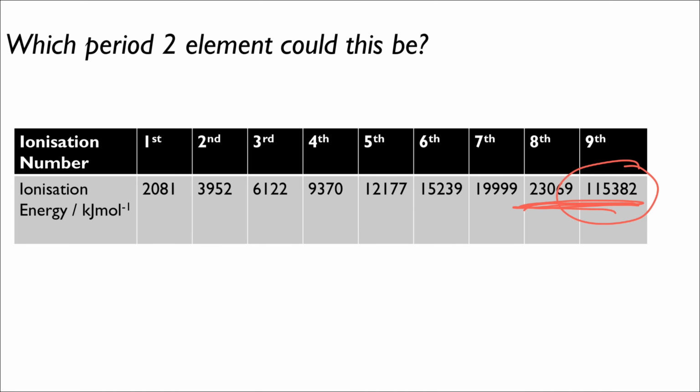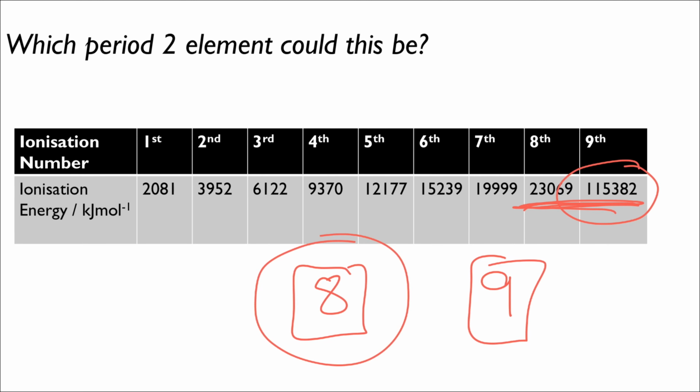So the huge jump here is between the 8th and the 9th electron. So we're removing 8 electrons with what you would expect to be the general increase, and then the 9th is much bigger. What is in group 8? Well, they're the noble gases, or group 0. So this one would be neon.